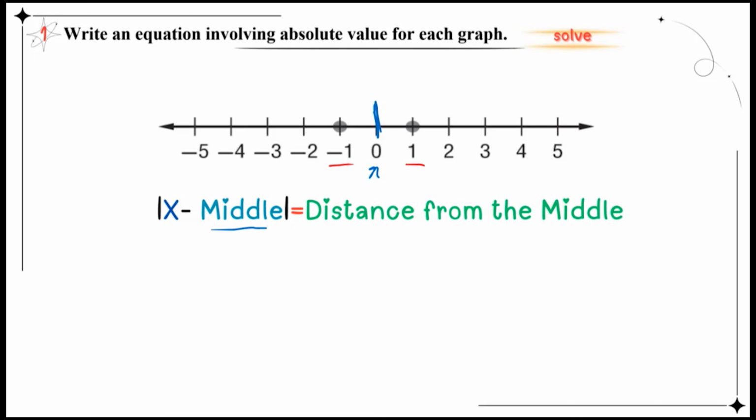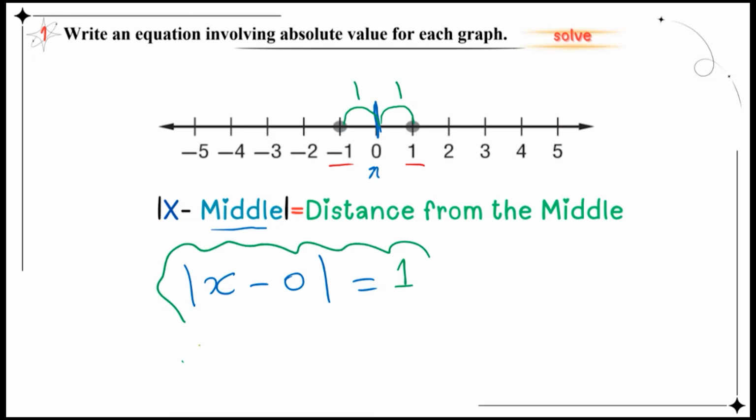Now we write absolute value of x minus 0. Now we need to find the distance from the middle. If we count from 0 to 1, it's just 1. If you count from 0 to negative 1, it's just 1. Then the distance will be 1. The equation will be absolute value of x minus 0 equals 1. Then absolute value of x minus 0 is just x, so the final answer will be absolute value of x equals 1.